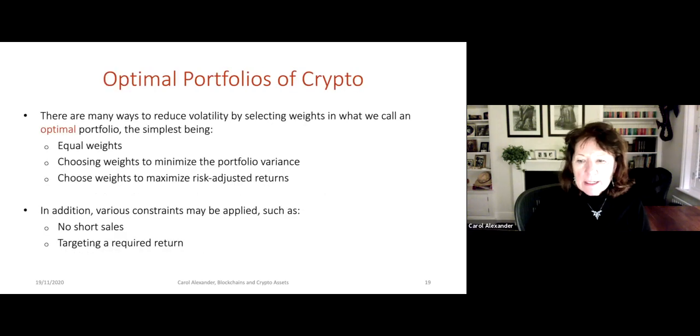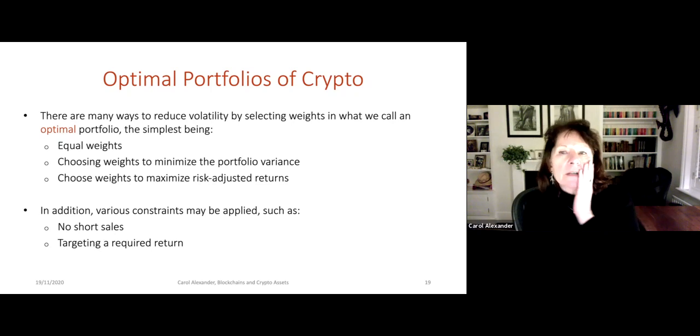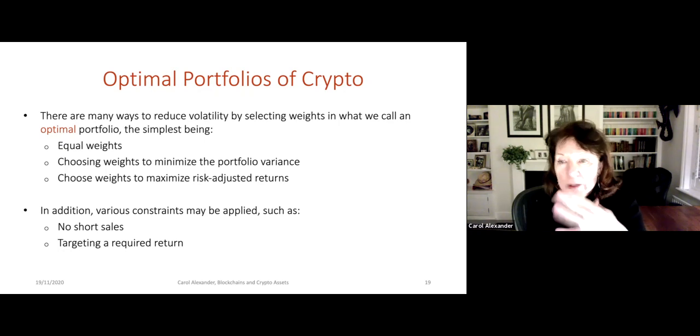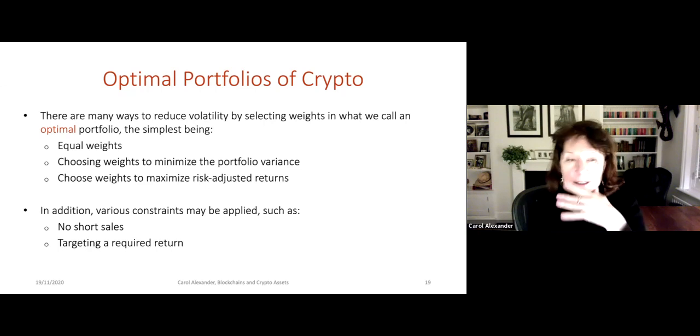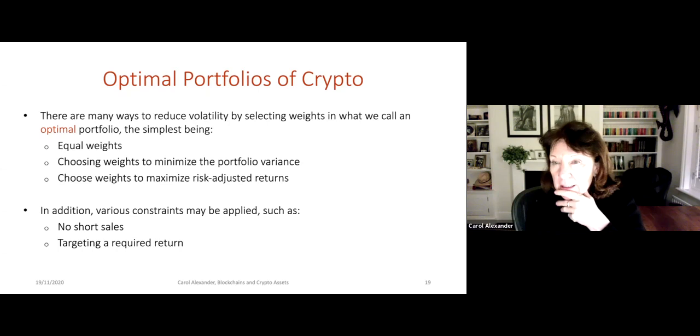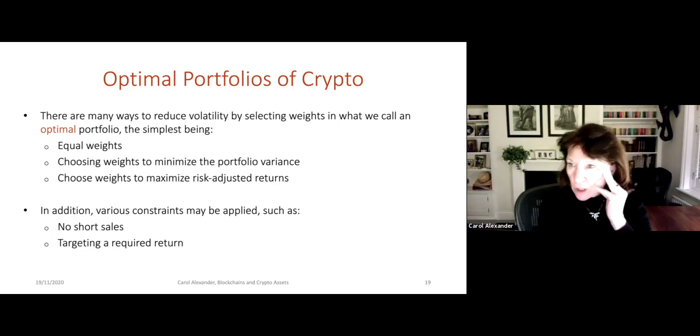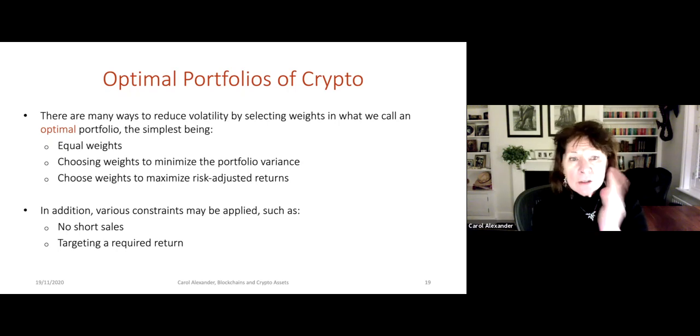Now, to get optimal portfolios of crypto assets, there are lots of different ways that you can reduce the volatility by selecting the weights in what we call an optimal portfolio. It could be optimal because you've got equal weights. It could be optimal because you are minimizing the portfolio variance. Another form of portfolio optimization is to choose weights to maximize something like the Sharpe ratio or some risk-adjusted returns. There's lots of different ways to optimize portfolios, and I'll have a look in Excel to show you what to do.